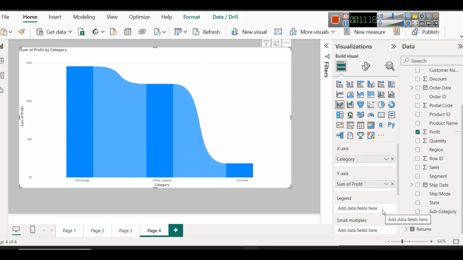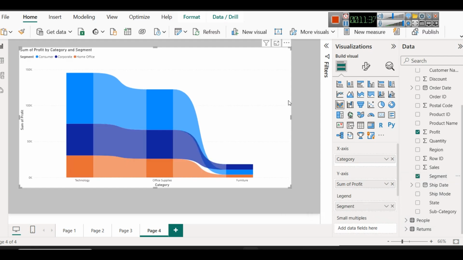But as a legend, if we drag, let's say, segment, so we want to see whether consumer, home office, or corporate. So whether home office or corporate, who has better rank in each category. So we will just add it here. And here you can see for technology and office supplies, consumer segment tops. But for furniture, we have more sales in corporate segment, okay, or more profit in corporate segment.